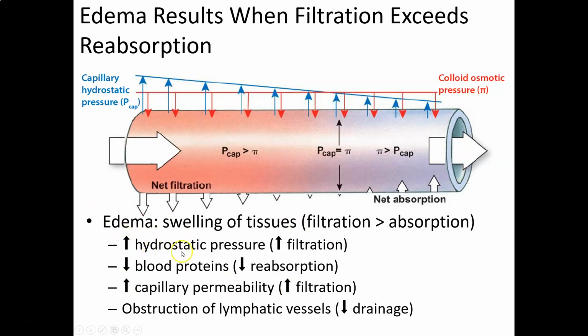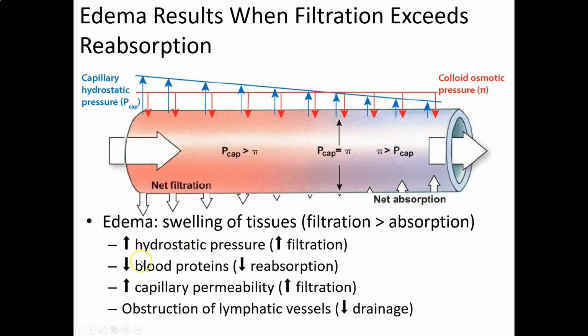One would be an increased hydrostatic pressure. So if you had hypertension, that would lead to swelling, especially in what we call your dependent areas of your body, your legs. And there's other reasons why you could have swelling in the legs, but one of them would be an increased hydrostatic pressure, which is best estimated by your blood pressure.